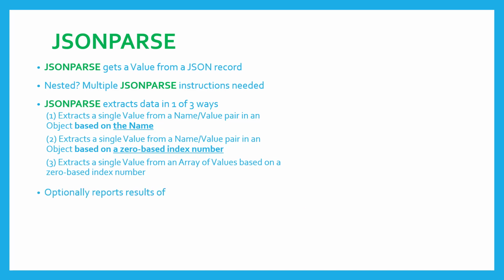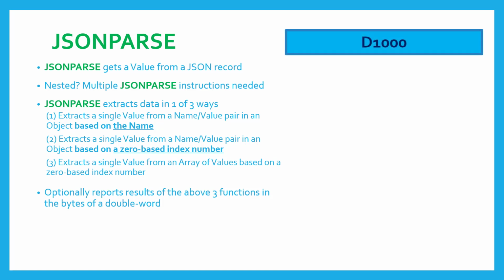But that's all well and good if it works. But what happens if you receive a malformed JSON record? Or the data wasn't arranged in the way you anticipated? Or perhaps you don't really know what the JSON record is supposed to look like? What then? Well, the JSONPARSE can optionally give you a status double word to help you out. Let's say we pick D1000 as the status double word. What will it tell us?